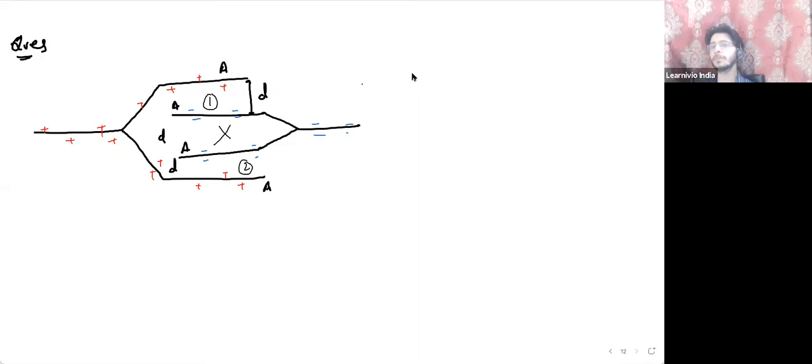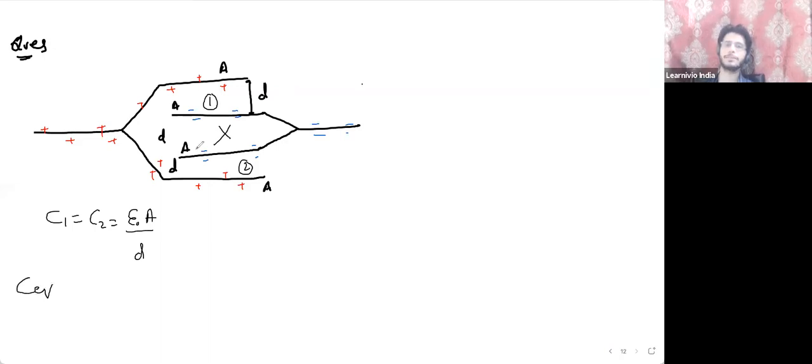Sania, we have two capacitors, not three. Yes, Ahmed, you're right. Sir, I forgot to add A over there. No issues. Sania, we have two capacitors. And the capacity of both the capacitors is the same, epsilon naught A by D.